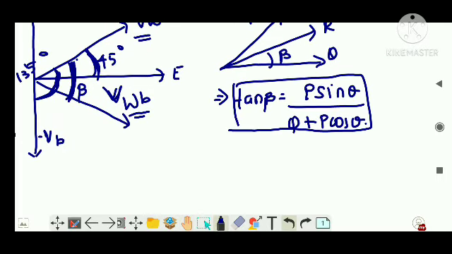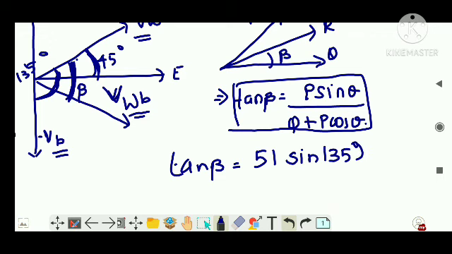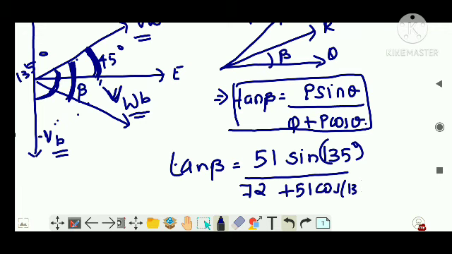Now that means I can write tan beta here, right? What is tan beta? It is P sin theta here. So here P is 51, sine theta, and I have found theta as 135 degrees. This is 45 degrees plus 90 degrees, so it becomes 135 degrees, divided by, in place of Q, I will write 72, because I am finding the angle with the wind, plus 51 cos 135 degrees.